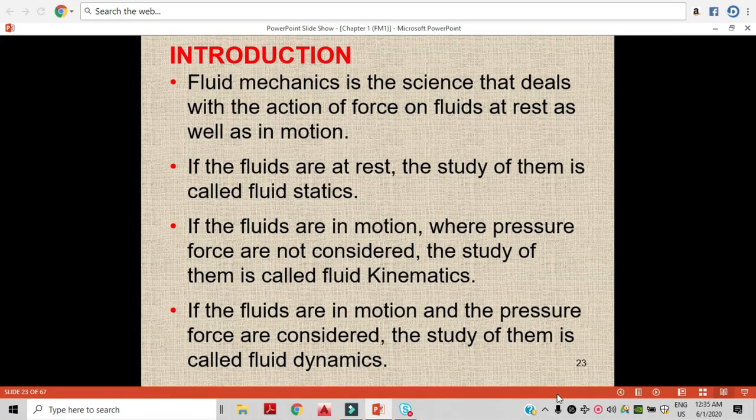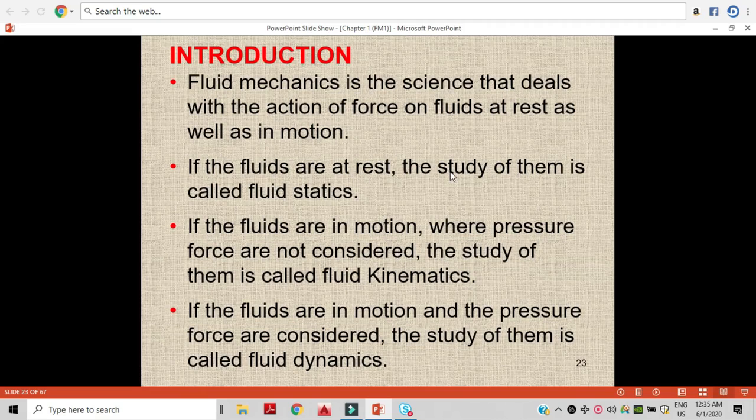Before starting the fluid properties, I just want to give you a quick review of the previous lecture, in which we have studied some basic properties, just like the fluid mechanics. So what is fluid mechanics? Fluid mechanics is the science that deals with the action of force on fluids at rest as well as in motion.